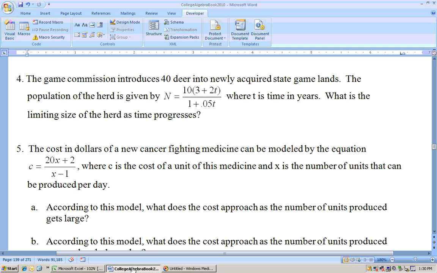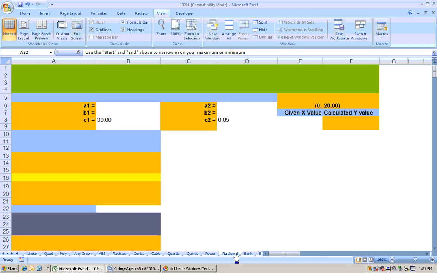Now let's go on to the next problem, which is Game Commission introduces 40 new deer into a newly acquired state game land. The population of the herd is given by this rational function here, and I can tell it's rational because there is a t in the denominator. Where t is time in years, what is the limiting size of the herd as time progresses? We'll need to simplify this a little bit by distributing the 10 through to get 30 plus 20t over this, and so this is a rational expression, so let's go to your rational sheet.